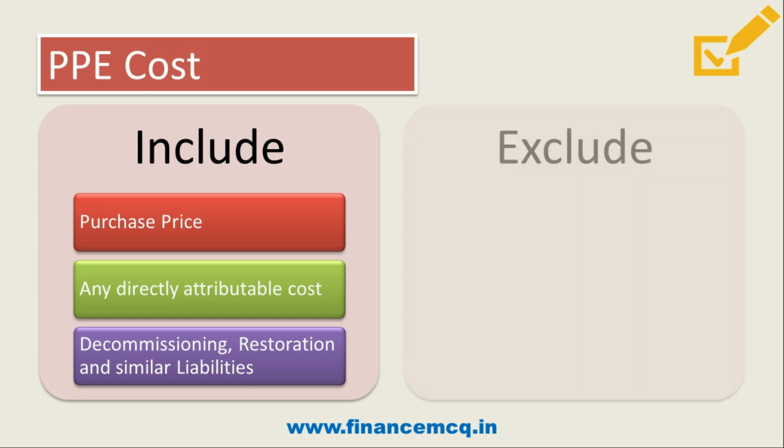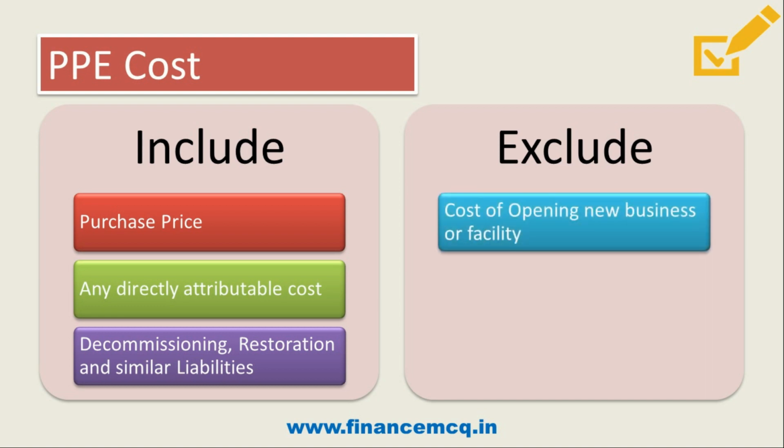Now let's move on to the next point and discuss which items are excluded from the cost of an asset. First one is the cost of opening a new business or facility, such as inauguration cost, which is incurred related to a property, plant and equipment, and will not be added to the cost.